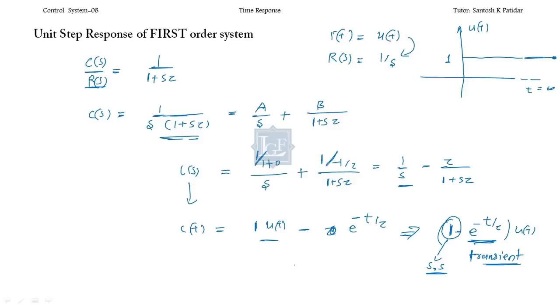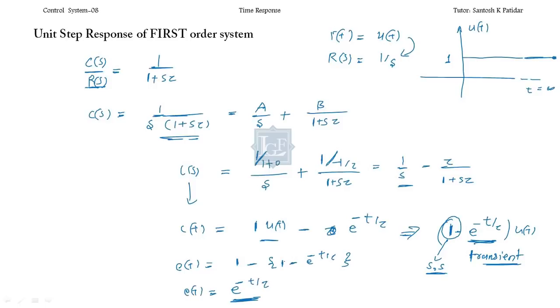but for the unit step we can do that. Correct? So your e(t) will be the input you applied, 1 or u(t), minus your response c(t). What you get? 1 minus e to the power minus t by tau. So this will cancel with this, and you will get e to the power minus t by tau. This will be your error.